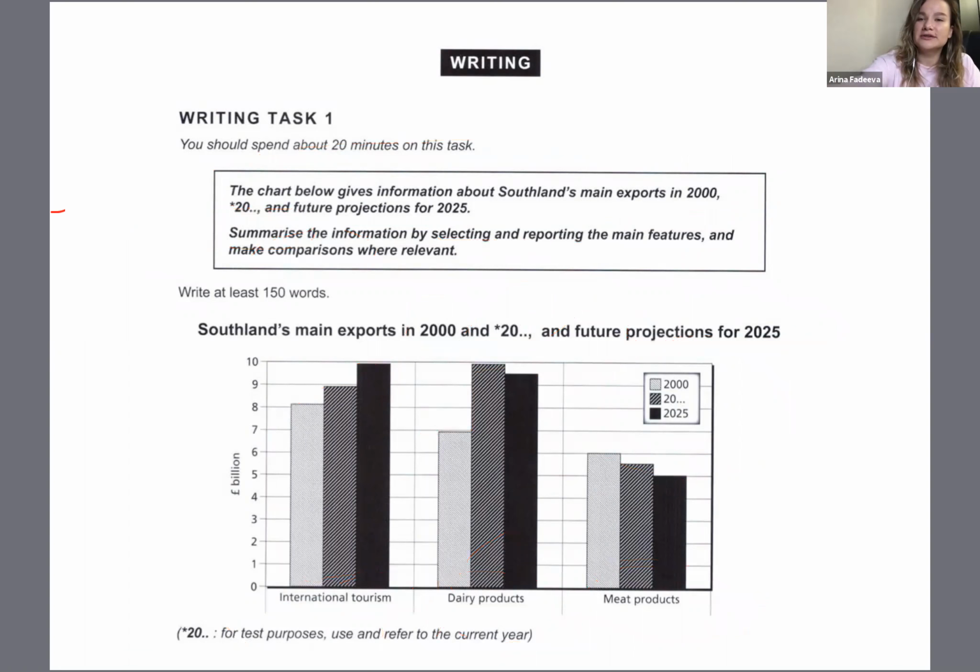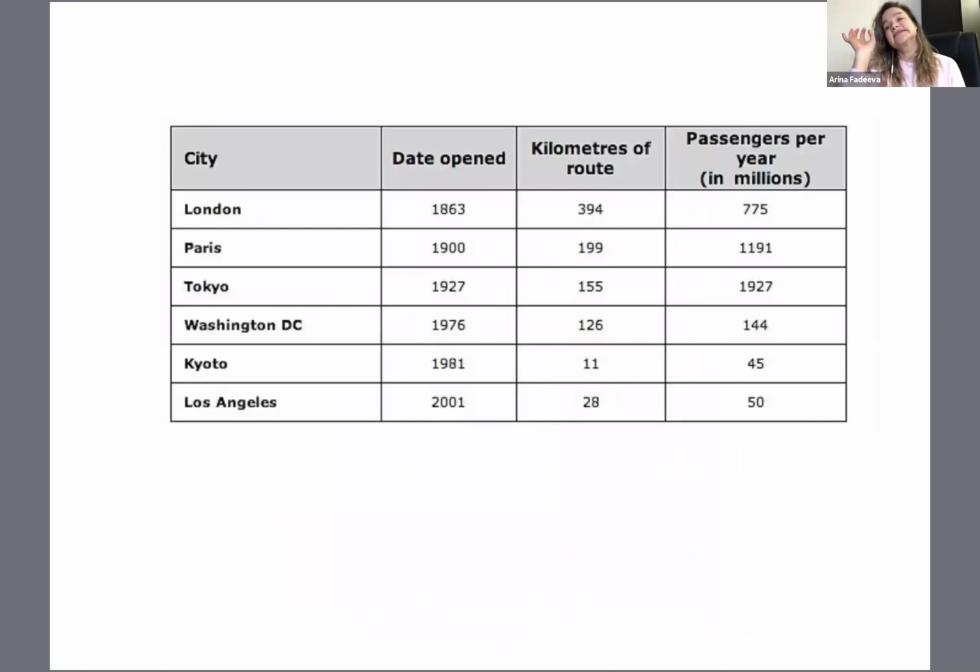And all you should do, sorry, you have to summarize, you have to write an overview, just the big picture, no numbers, and then go to details and to compare. That's your task. All right, it's a table and it's not dynamic, by the way, it's static.